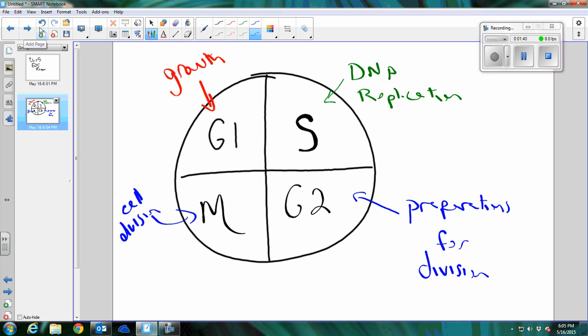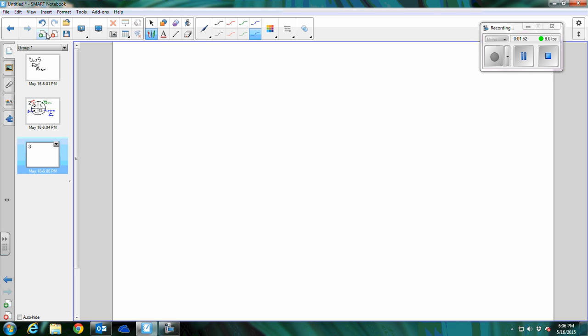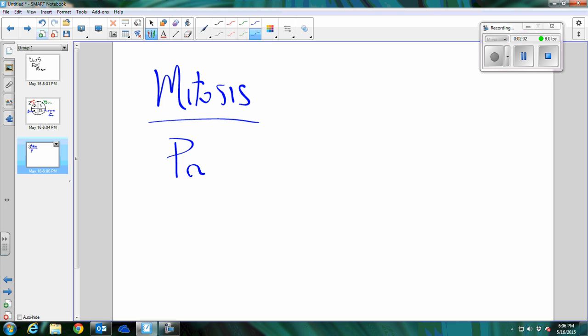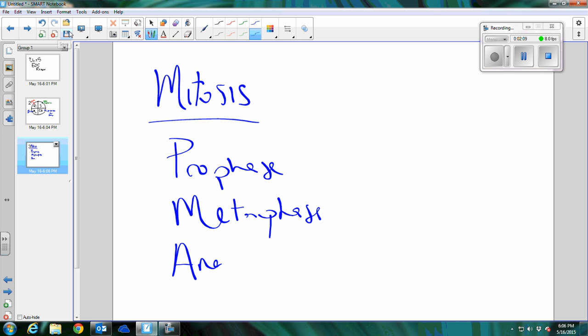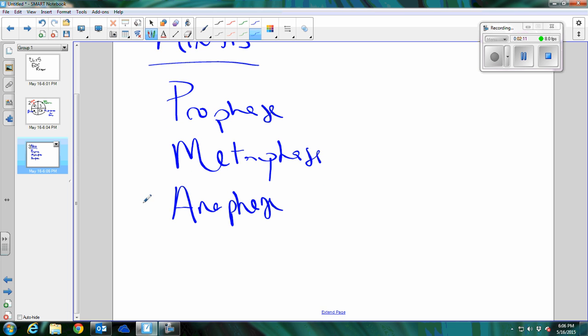Now M is divided into separate parts. The most of this is mitosis, and this is what we commonly associate with cell division, is the word mitosis. And mitosis is 4 phases. There is prophase, metaphase, anaphase, and telophase.